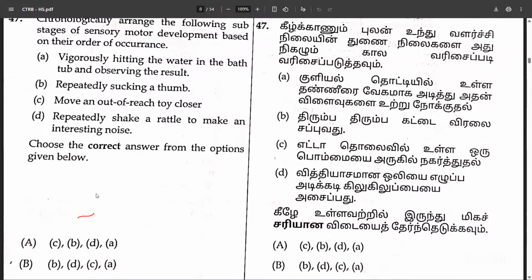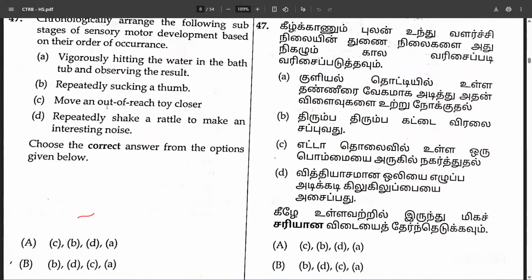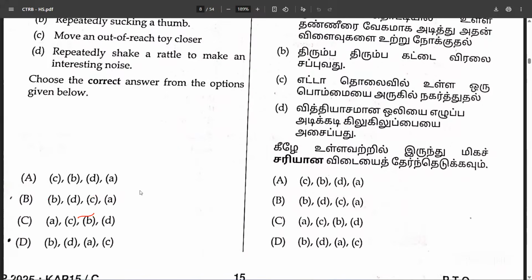Then C will be there, that is moving an out-of-reach toy closer. This is a coordination of reactions. It is shown in a child who is 8 to 12 months old. Here the infant has a clear intention of action and combines schemas to achieve his goal. So the correct arrangement will be B, D, A, C. Sorry, during the explanation I moved up and down. The right sequence will be B, D, A, C.